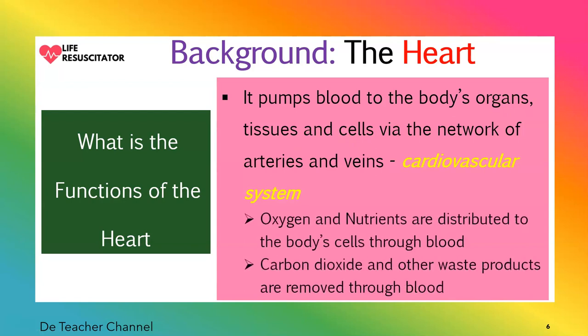Oxygen and nutrients are distributed to the body cells through the blood. So blood is the vehicle that conveys oxygen and nutrients. Carbon dioxide and other waste products are removed through the blood. But remember, the blood keeps on moving. What pumps that blood? What makes the blood flow all the time?